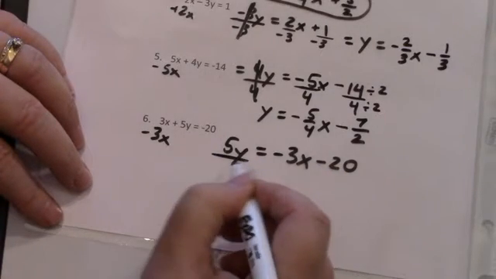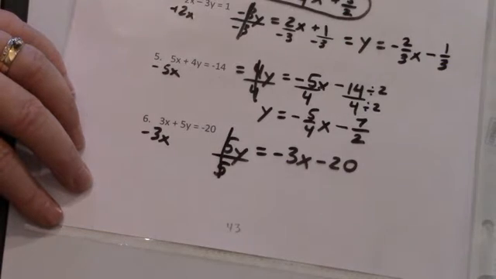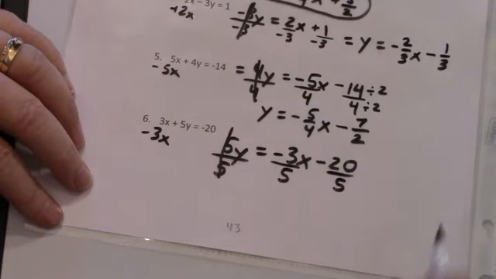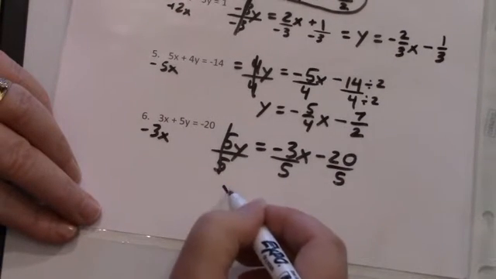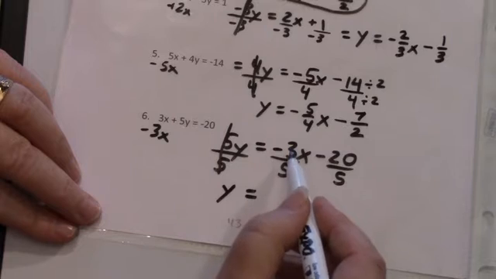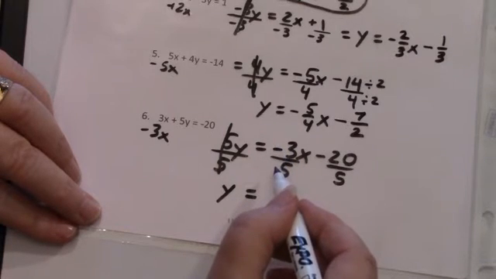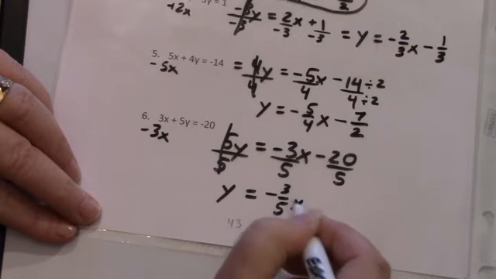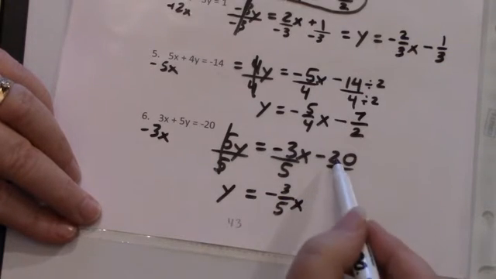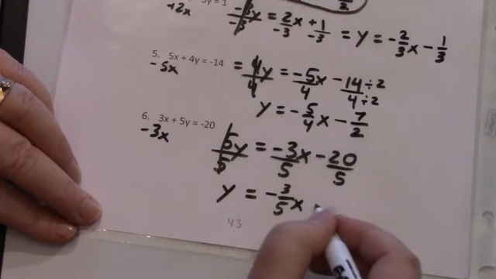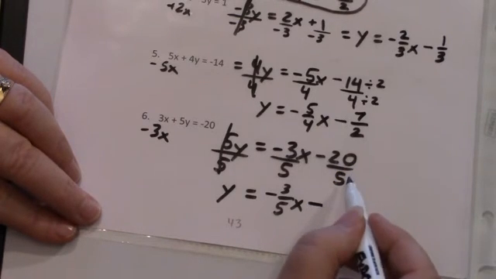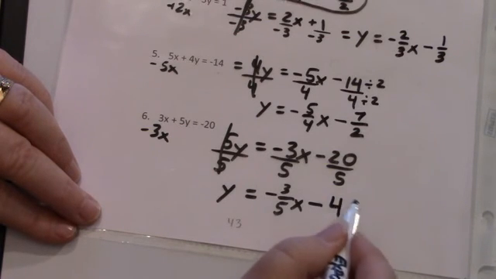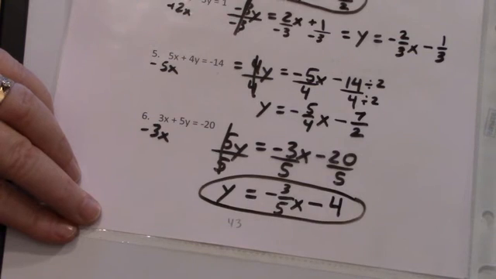My one last step is to cancel out that 5. Golden rule, though, I have to divide everything over here by 5 also. This leaves me with y equals, this can't be reduced, negative being divided by a positive means it's going to stay negative, 3/5 x. Negative divided by positive, it's going to be negative, and what is 20 divided by 5? It does divide evenly, 4. So there is my last equation.